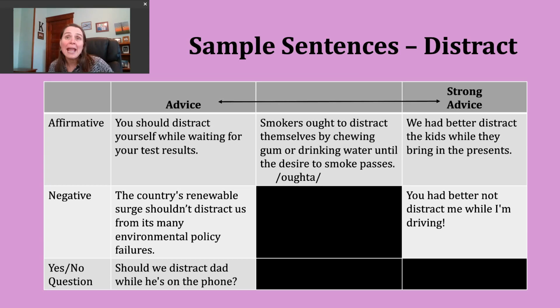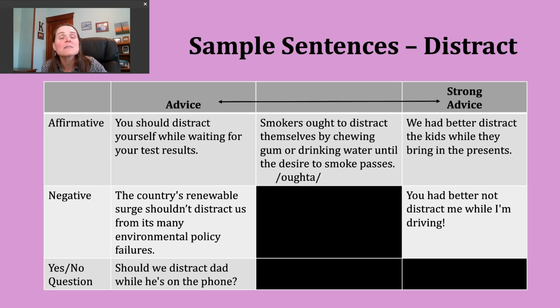Finally, you can ask yes or no questions to people. You're essentially asking for their opinion. Do you think this is a good idea? Here's an example of that. Should we distract Dad while he's on the phone? So here's our construction. You see should, then your subject, and then the base verb. So this maybe is one child talking to another, wondering, is this a good idea?